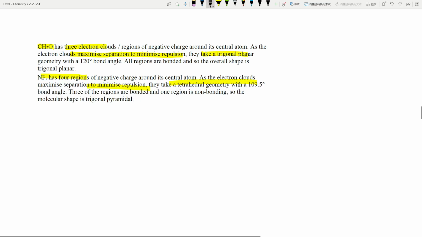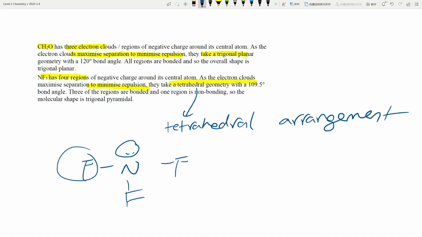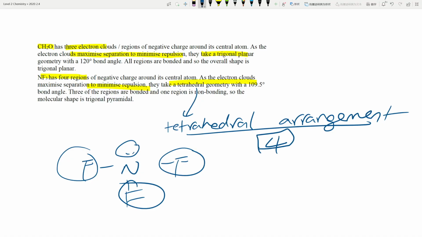Now they say geometry. I personally like to say they take a tetrahedral arrangement. Okay, so they have a tetrahedral arrangement because if you look at it, it looks like this. So 1, 2, 3, 4. It has a tetrahedral arrangement because you've got 4 electron densities. But this lone pair cannot be observed, so you can't see it. So if you can't see it, that wouldn't contribute to your final shape, would it? Because you can't see it.